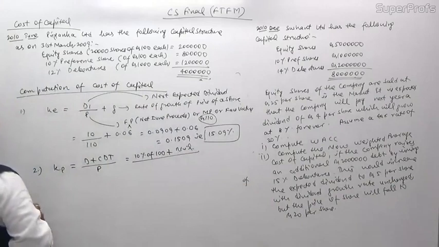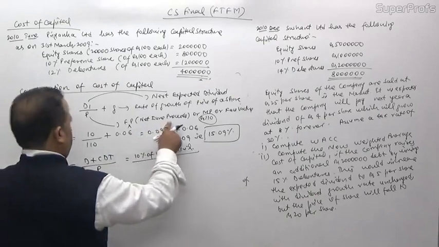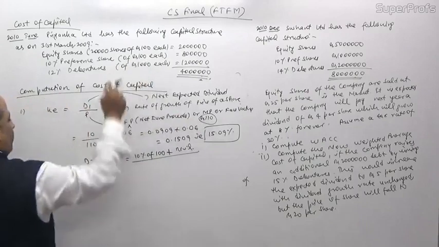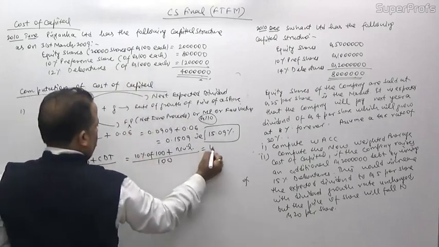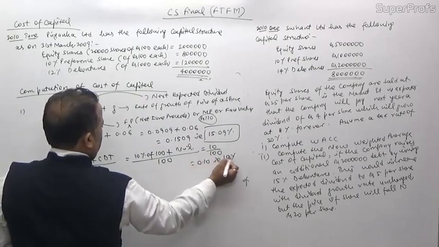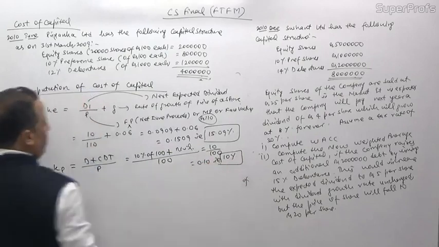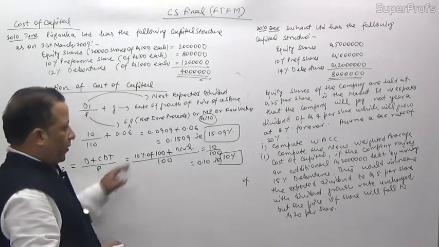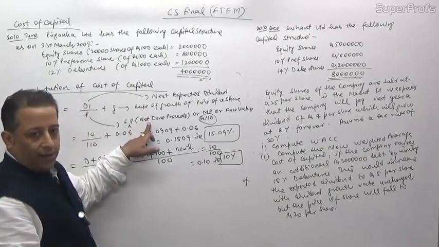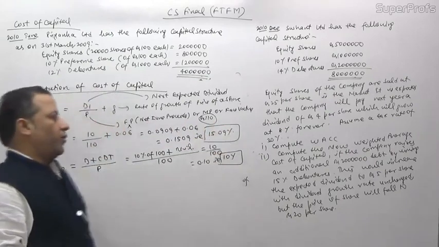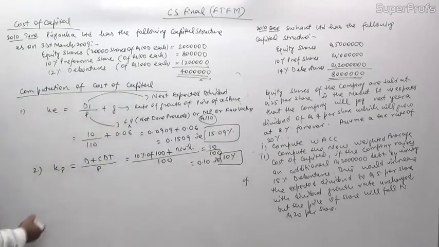And P stands for flotation price or market price or face value. The flotation price is not given in the question. The market price of preference share is also not provided. The face value of preference share is rupees 100. So 10 divided by 100 is 0.10, that is 10%. Because in the case of preference share the net issue proceeds, meaning flotation price, is not given, and the market price is also not given, the face value can be taken as the value of P.